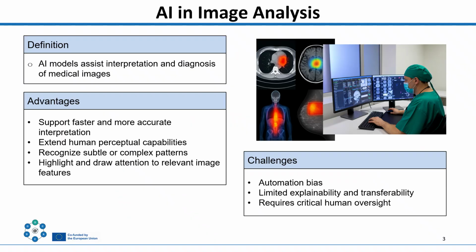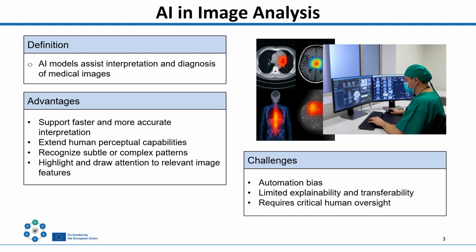Artificial intelligence in image analysis, particularly deep learning models such as neural networks, can play an important role in clinical reasoning. They assist with the interpretation and diagnosis of medical images. AI in image analysis offers several important advantages by supporting faster and more accurate interpretation of medical images. These tools extend human perceptual capabilities by recognizing subtle or complex patterns in medical data that may be difficult to detect with the human eye. And they highlight and draw attention to the most relevant image features, guiding clinical focus and improving diagnostic confidence.